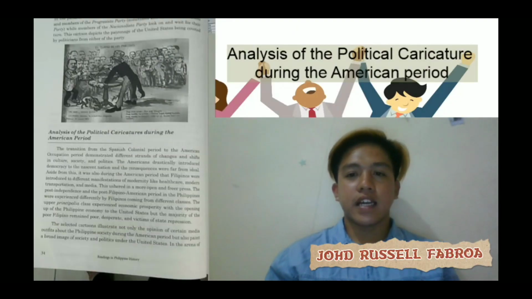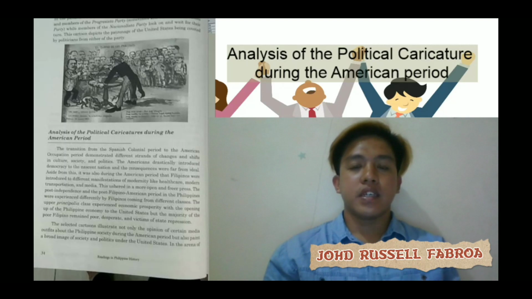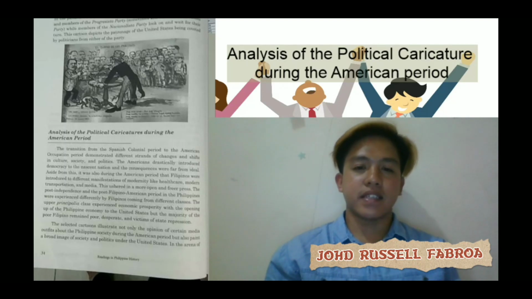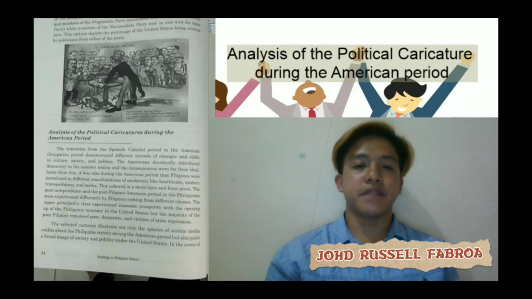Analysis of political caricature during the American period. The transition from the Spanish colonial period to the American occupation period demonstrated different strands of change and shift in culture, society, and politics. The Americans drastically introduced democracy to the archipelago, and the consequences were far from ideal. Aside from this, it was also during the American period that Filipinos were introduced to different manifestations of modernity like healthcare, modern transportation, and media.